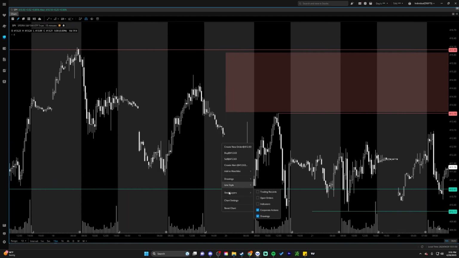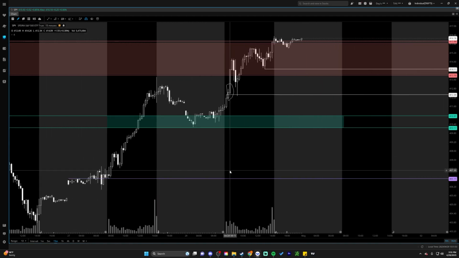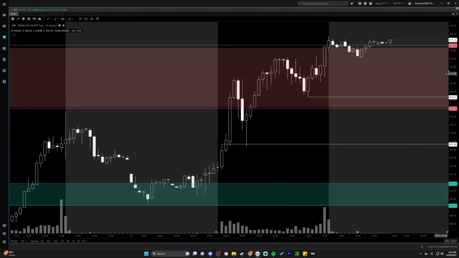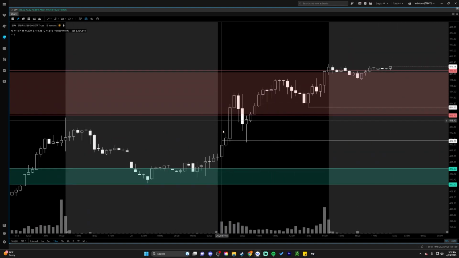Now, if we go to a 15, this is why it's really important to watch multiple time frames, because this would have been very easy to find, right? If we look at the actual chart on the 15, large imbalance, large body, very high volume, right?